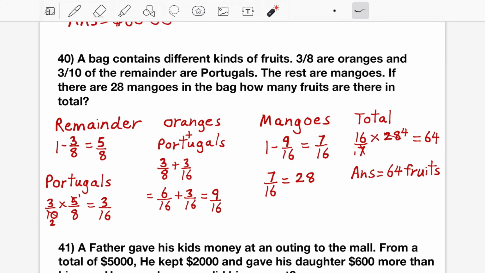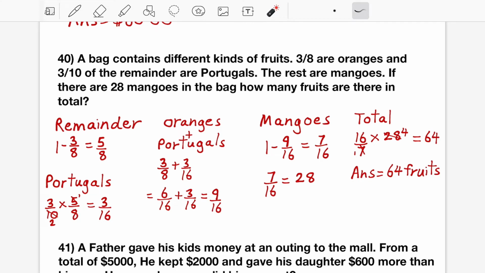Number 40. A bag contains different kinds of fruits. 3/8 are oranges and 3/10 of the remainder are Portugals. The rest are mangoes. If there are 28 mangoes in the bag, how many fruits are there in total? Please note they did not give you a total.